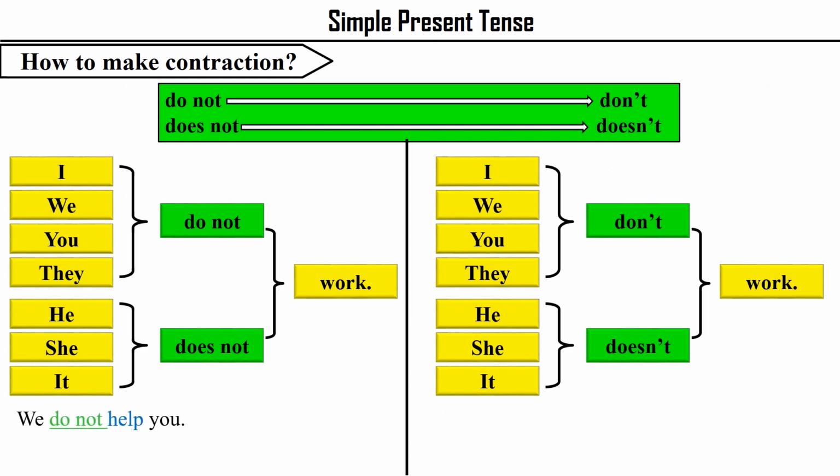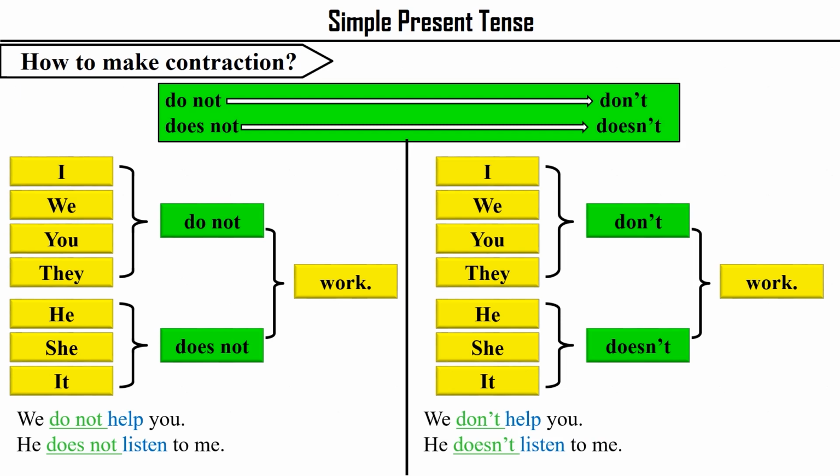Okay, let's look at some more examples. We do not help you is the full, complete form of do not. We do not help you, but it is easier and faster to say we don't help you, the contracted form. The next example, he does not listen to me, is the complete form of helping verb plus negative adverb not. He does not listen to me, and it is easier to say he doesn't listen to me. In conversation, we often use the contracted form: he doesn't listen to me, or we don't help you, she doesn't work, etc.